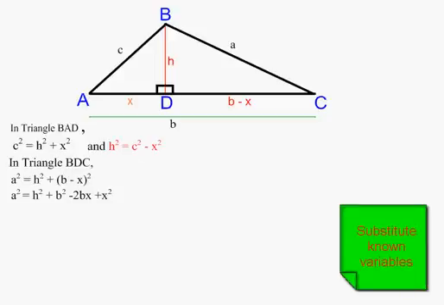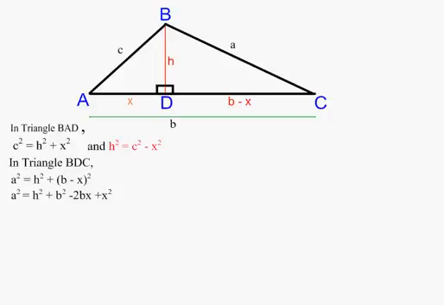Now, from the first work we did on BAD, we had h squared being c squared minus x squared. So we're going to replace that h squared with c squared minus x squared in our new equation, because what we are trying to get is all of the units being a's, b's, and c's. So let's do that. So now we have a squared equals c squared minus x squared, which is replacing h squared. Now if you notice, minus x squared add x squared will leave you with nothing.